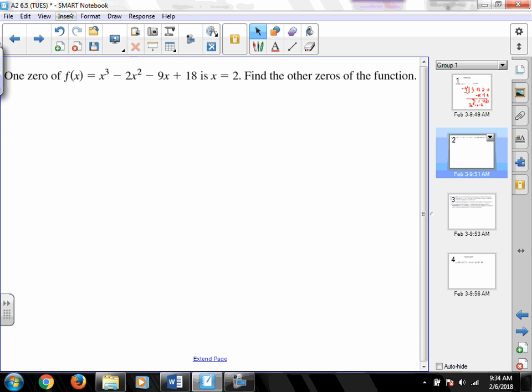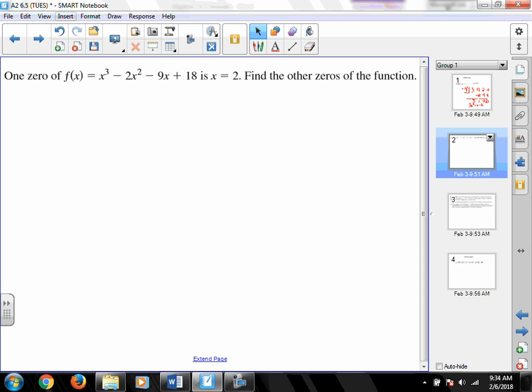Today, we are going to stay in section 6.5. I'm going to show you one more way that we can use this dividing thing. So, we are going to give you a problem. It's going to say something like: given that x = 2 is a zero of f(x) = x cubed minus 2x squared minus 9x plus 18, we want to find the other zeros of the function.